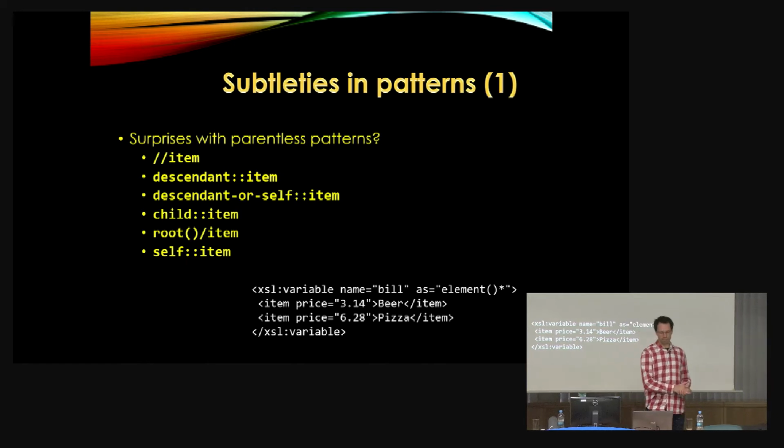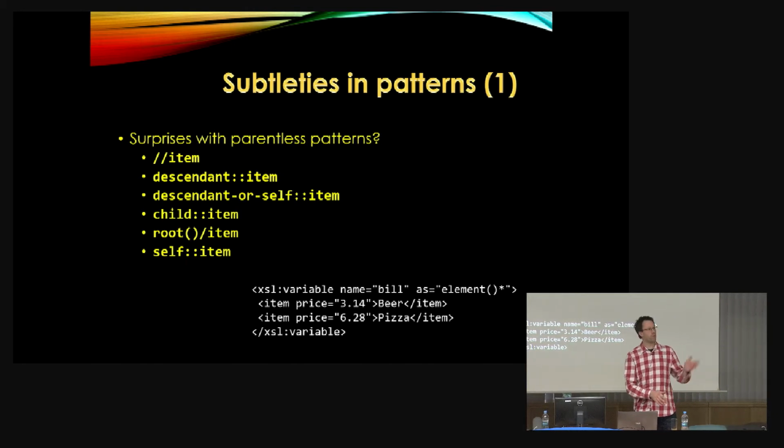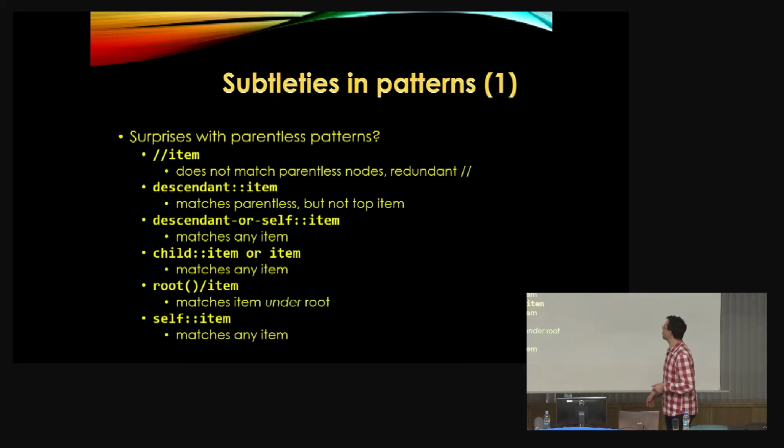Let's look at some subtleties. We already saw the /item. So let's zoom in on that parentless thing. If you have a variable and you match, or you apply templates over that variable, it's quite common that the variable is not rooted in a document node. It doesn't have to be. You can actually root it in a document node. But when you don't, the differences between nodes that are rooted in a document node and are not are kind of subtle. So let's go over these one by one.